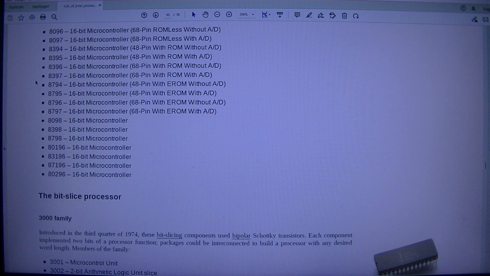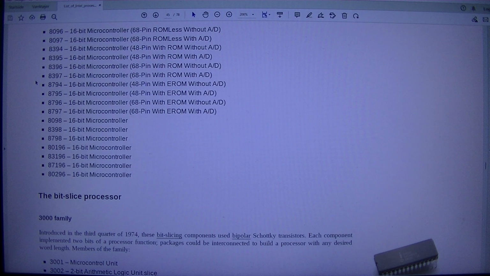8796 16-bit microcontroller, 68-pin with a ROM without a /D. 8797 16-bit microcontroller, 68-pin with a ROM with a /D. 8098 16-bit microcontroller. 8398 16-bit microcontroller. 8798 16-bit microcontroller.